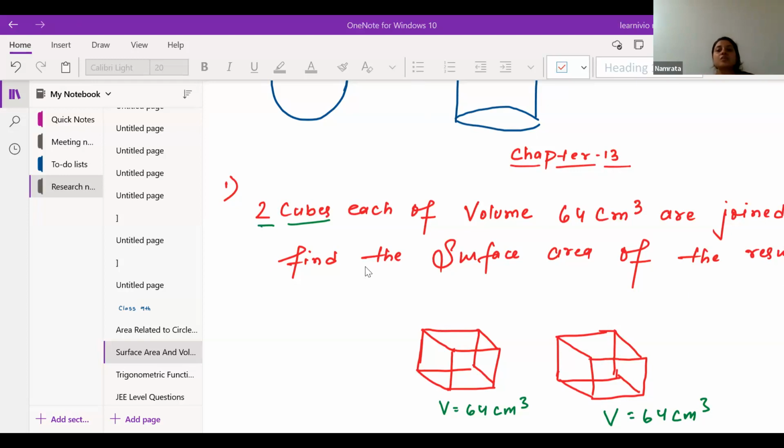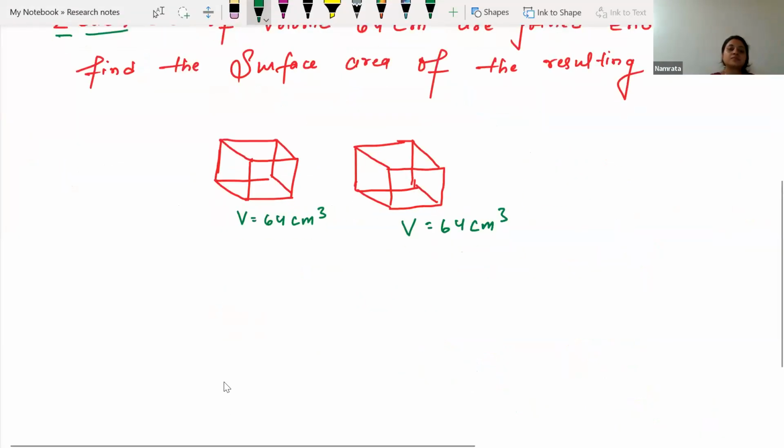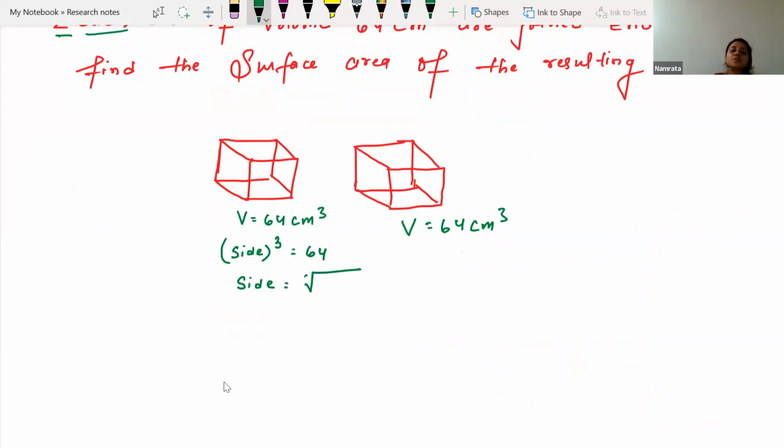Yes, ma'am. So let's take the volume as side cube. So the volume formula is side cube. That is 64. So can we find the side from here? That is the cube root of 64. What's the cube root of 64? So 4 times 16. We can write it as 4 times 4 times 4, and the cube root of 64 is 4. So the side of this cube is 4 centimeter.